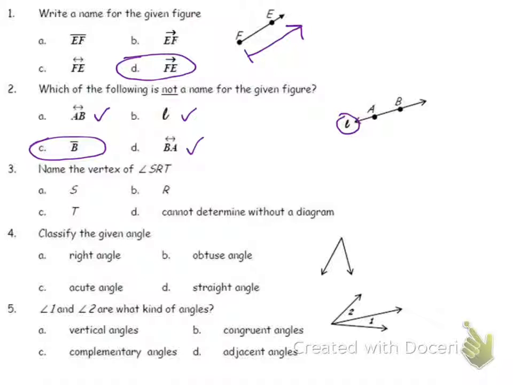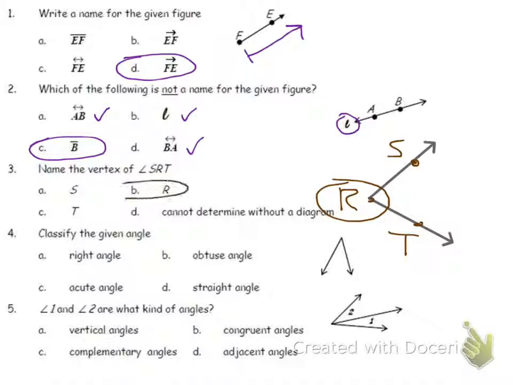Number 3, name the vertex of angle SRT. Let's say you have a problem on the test with this. You need to draw the angle SRT, because once you do that, you realize the vertex is the middle letter and it's R.